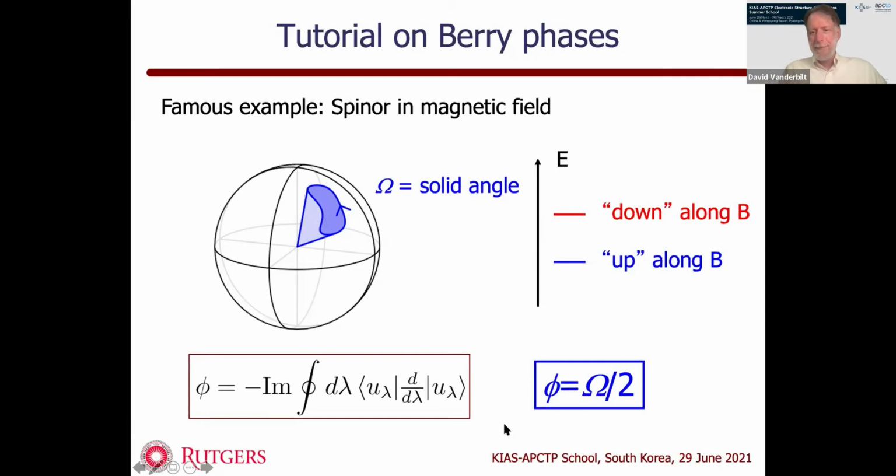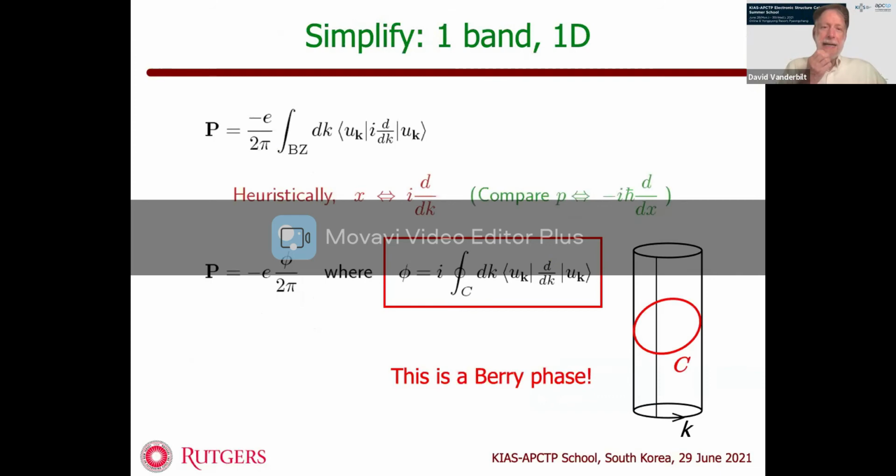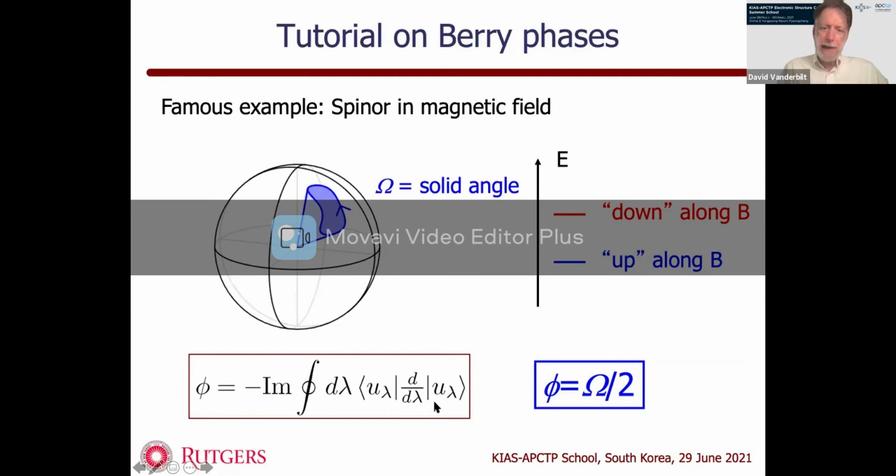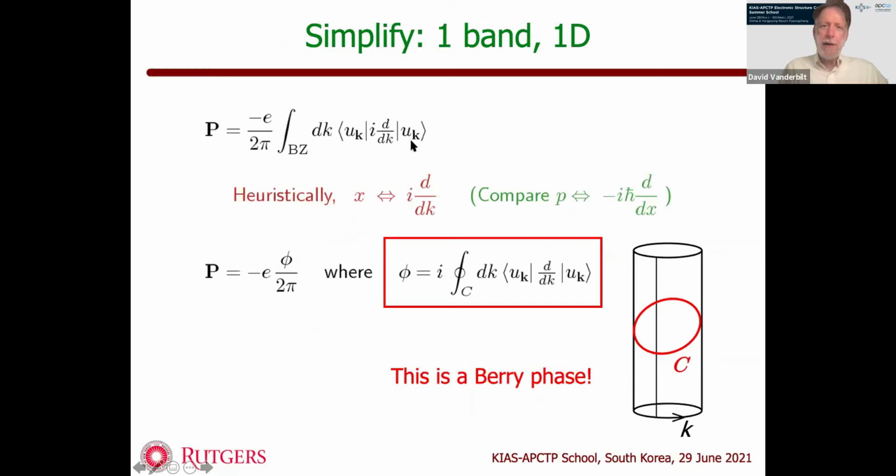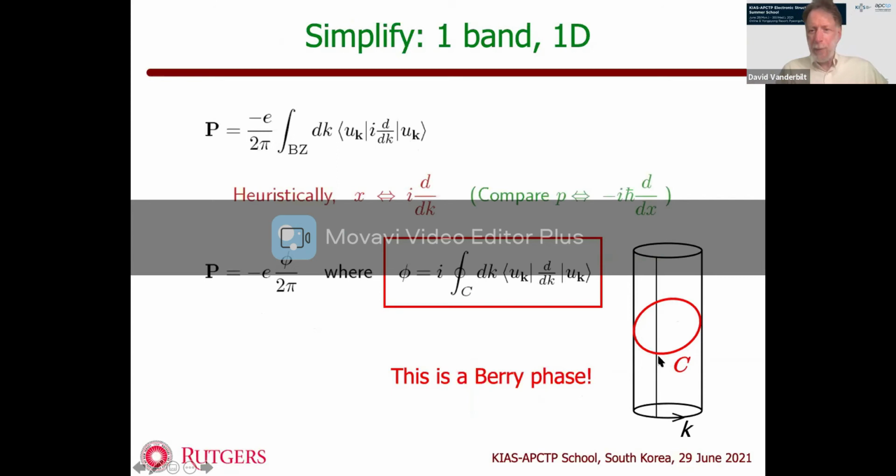That's a famous example of a Berry phase, not directly in the context of band theory. In band theory, we replace the lambda that appeared here, which is an arbitrary parameter, with the wave vector, which is the parameter that lives on the unit circle in the Brillouin zone, the first Brillouin zone for a 1D system. And so we have a set of states whose Bloch functions depend upon wave vector lambda.